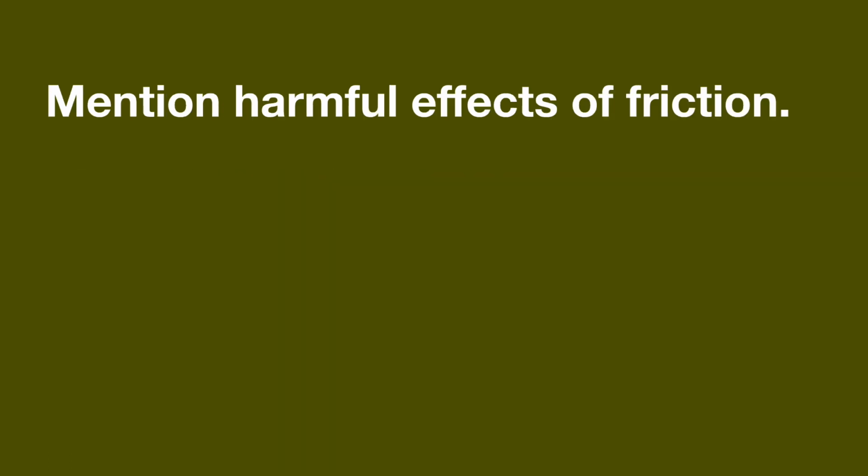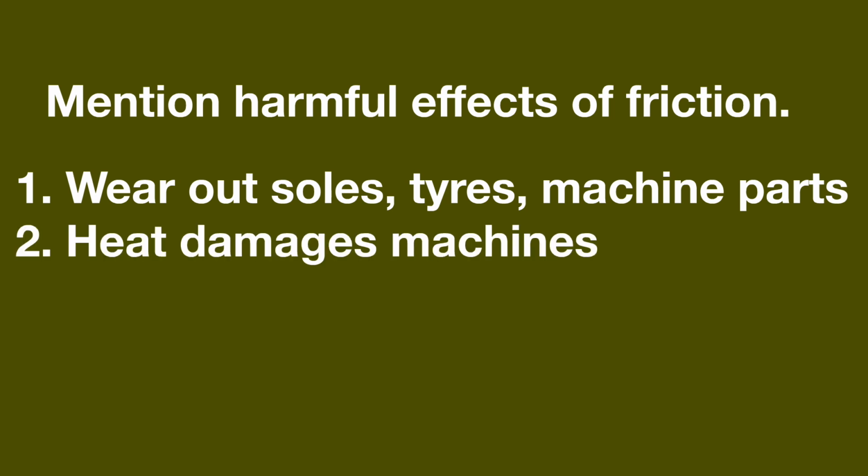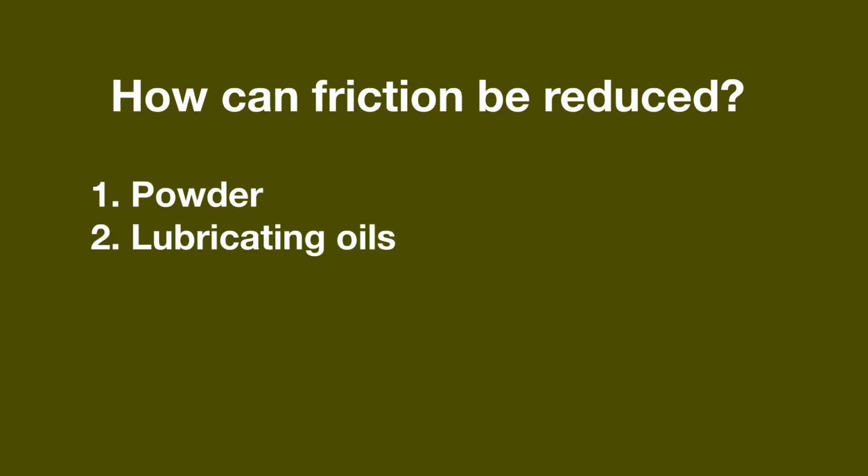Mention a few harmful effects of friction. Harmful effects of friction are: friction can wear out the soles of our shoes, tires of vehicles, and machine parts. Friction between 2 surfaces generates heat and that can damage the machine. How can friction be reduced? It can be reduced by 1. Sprinkling powder on the surface of an object. 2. Lubricating or oiling machine parts. 3. Polishing the surface to make it smoother.